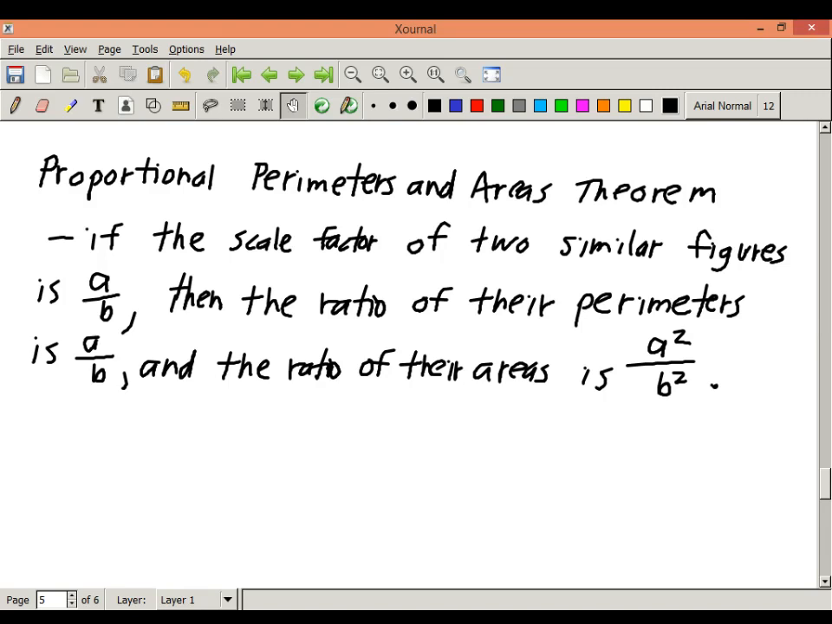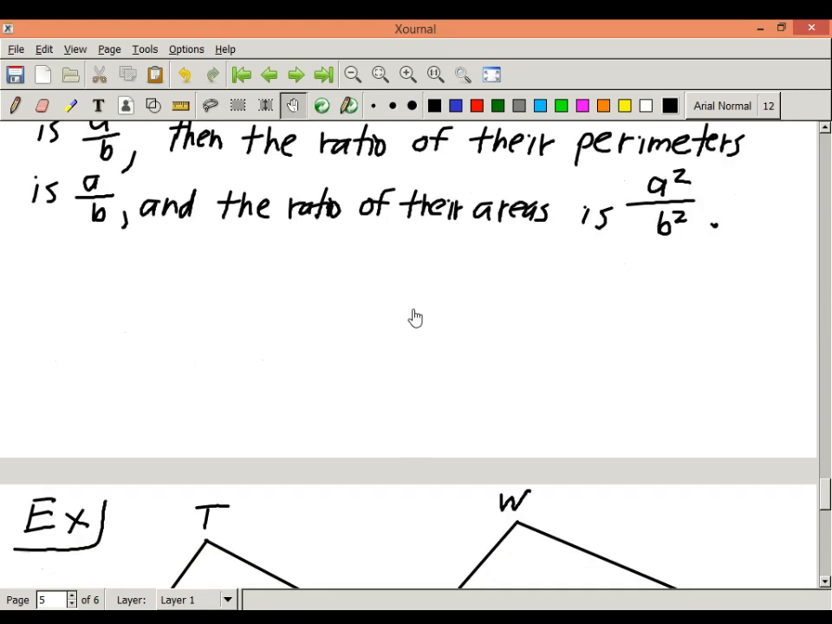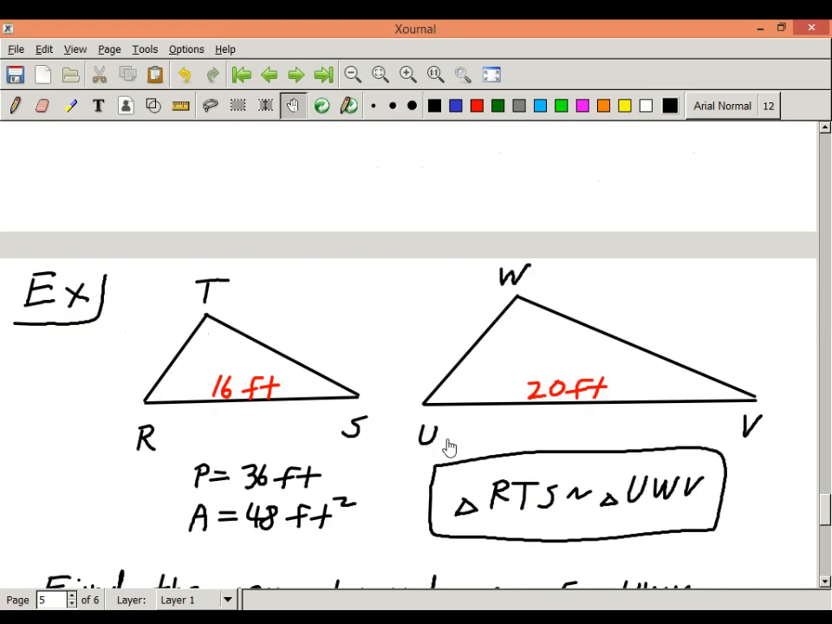So again, kind of easy to remember. You got two similar figures. They don't have to be triangles, but any similar figures. If you know the scale factor is A to B or whatever, that's going to be the same as the ratio of the perimeters. And then the square of the scale factor is going to be the ratio of the areas of the two similar figures. Okay, so we'll do an example using that idea.